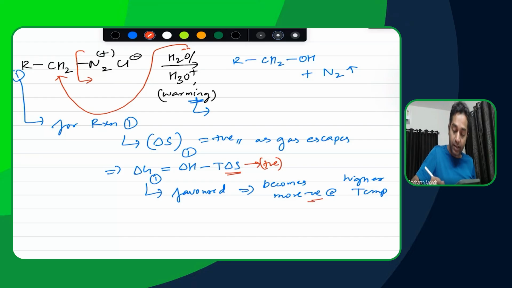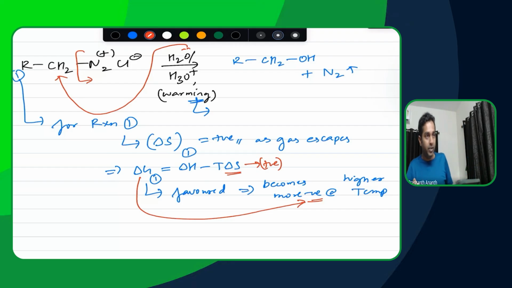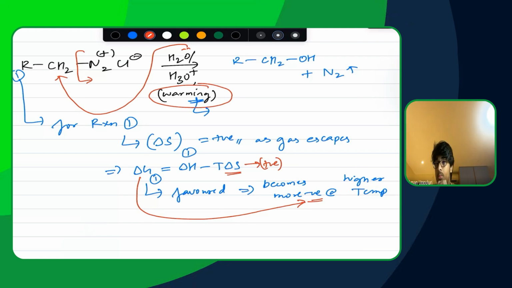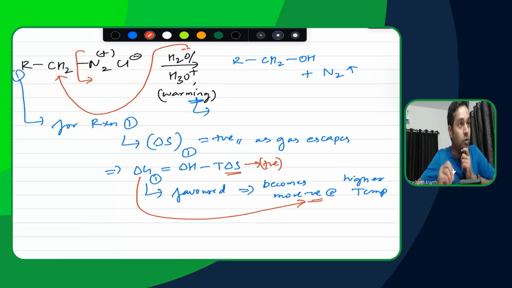You understand the idea here? This delta G will become more negative at higher temperature. So that is why we warm it. Clear so far?